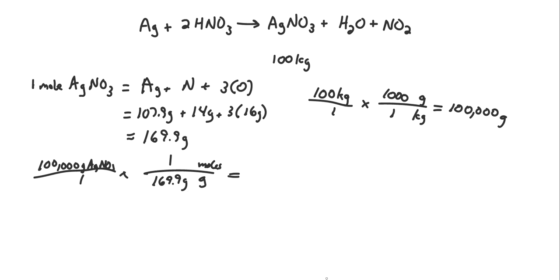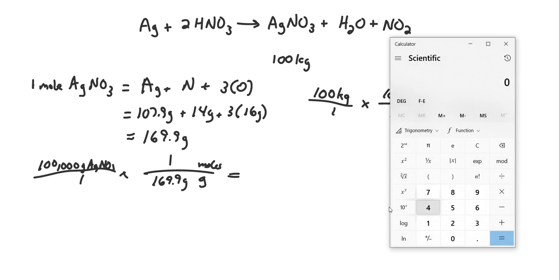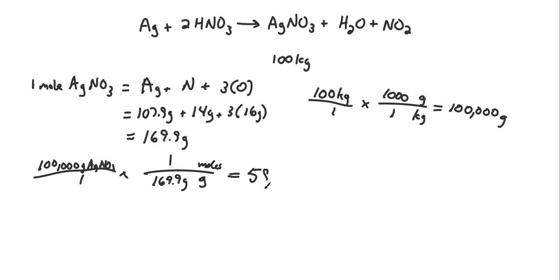So let's use our calculator. What's 100,000 divided by 169.9 equals, we'll say 588.6. 588.6 moles of silver nitrate. Okay, so now we know how many moles of silver nitrate we need.